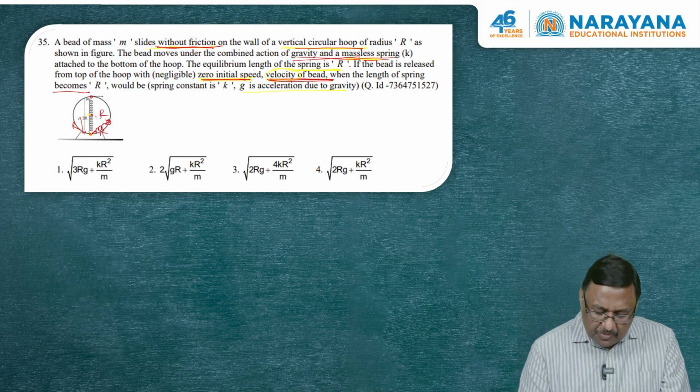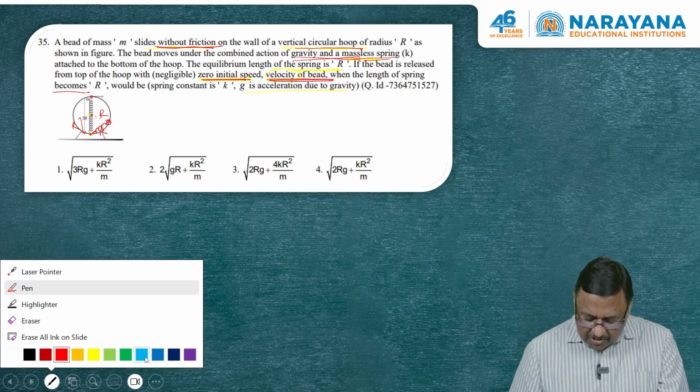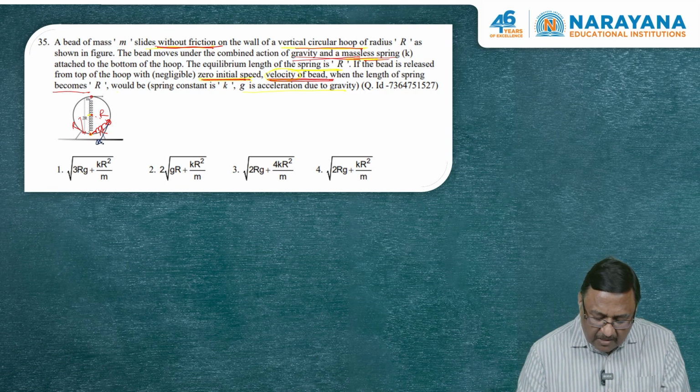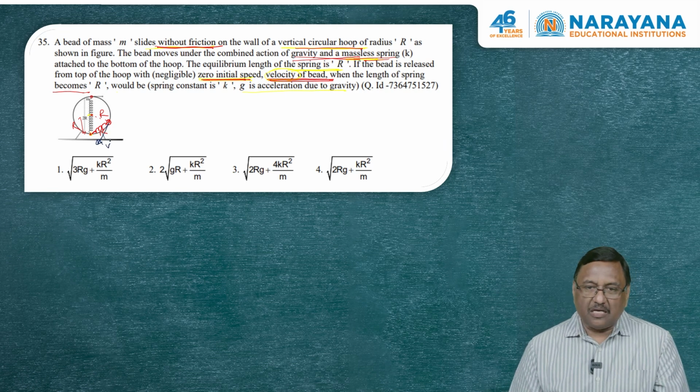So that means at this position he is asking what is the speed of this body. So at this position, let me say the velocity of this body is going to be in this direction, say this is v. This is v he is asking in this question.